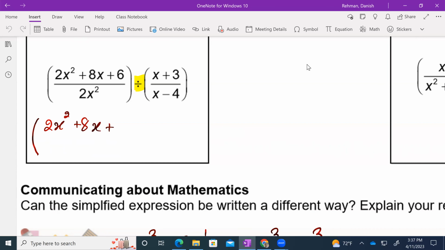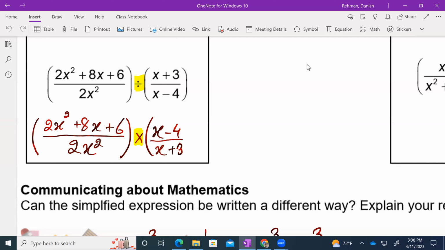And now it's been behaving a bit slow. I will wait for it to appear. And then I will change this division to a multiplication, and because I have switched it, I will flip it. The fraction to the right of that division sign will be flipped and it will appear like this. Does that make sense?